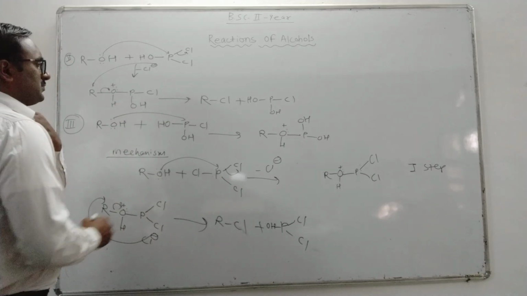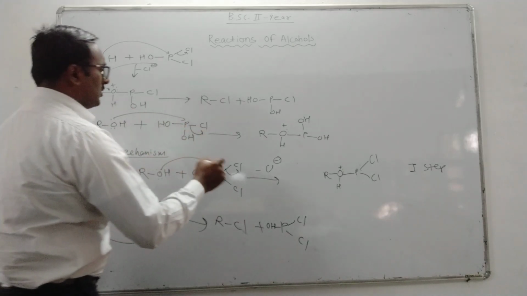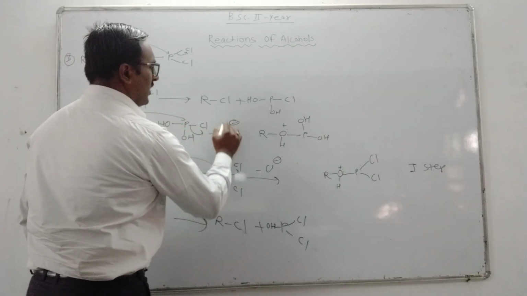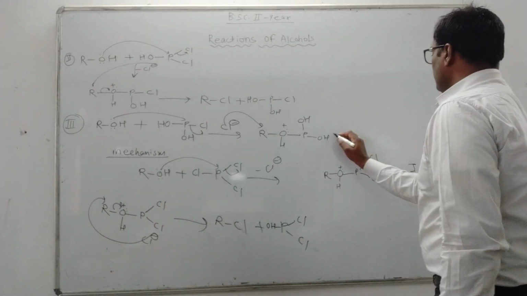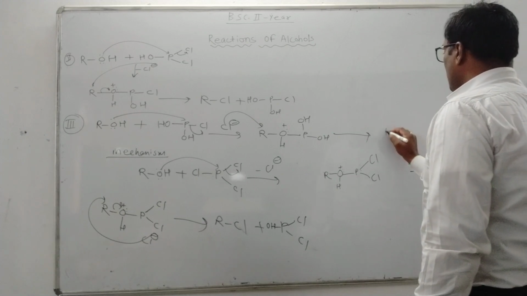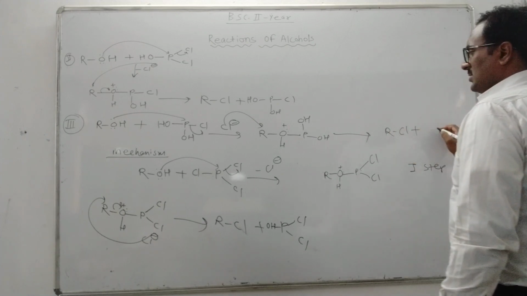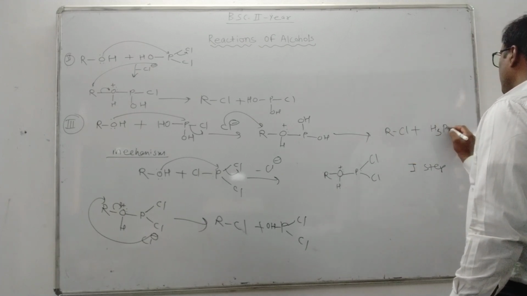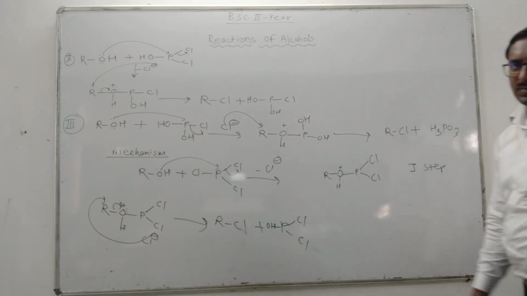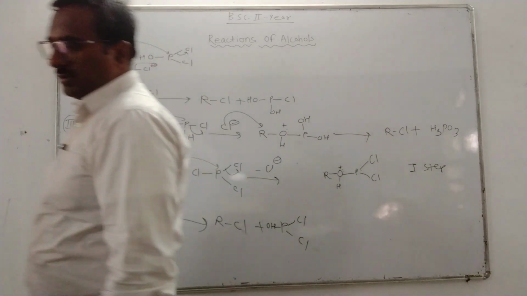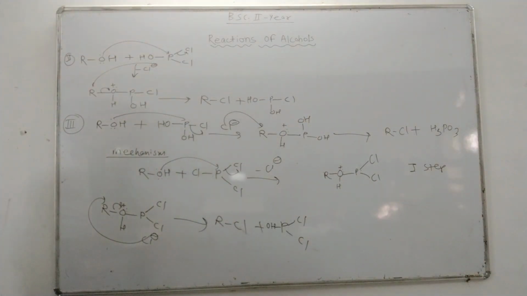Like this. This Cl minus anion attacks this carbon. There is formation of RCl plus H3PO3. So this is about the mechanism of the reaction. So do the copy, then we will discuss the reaction mechanism for PCl5.